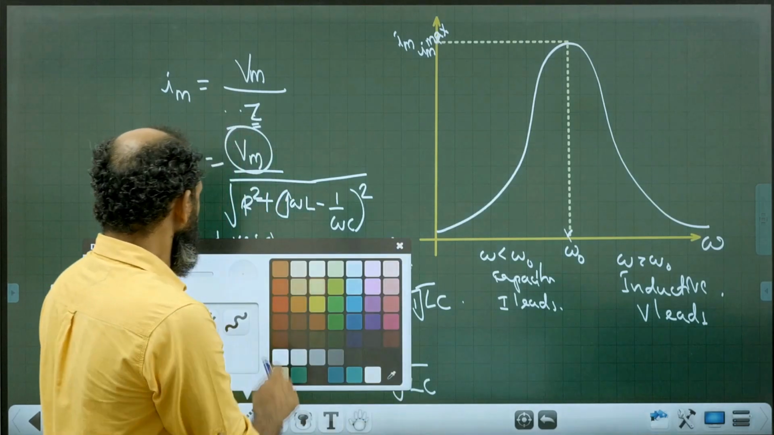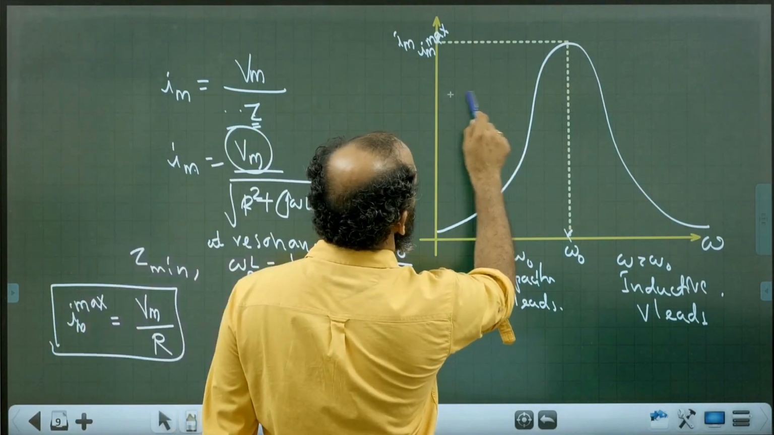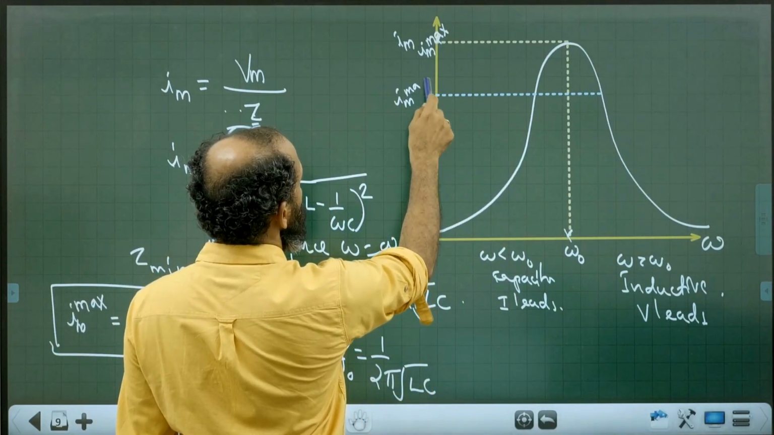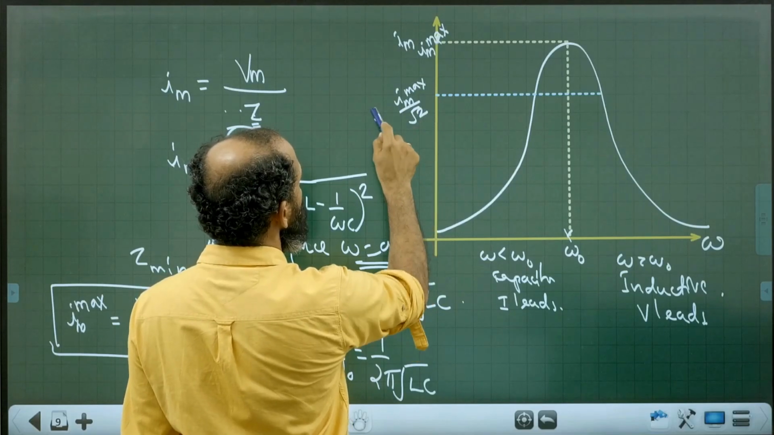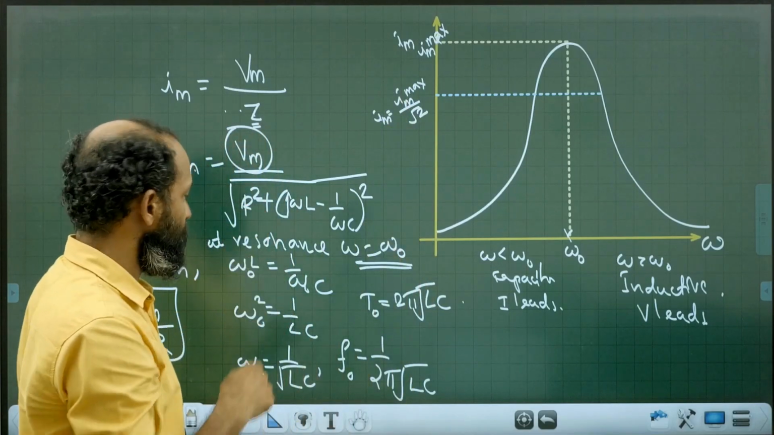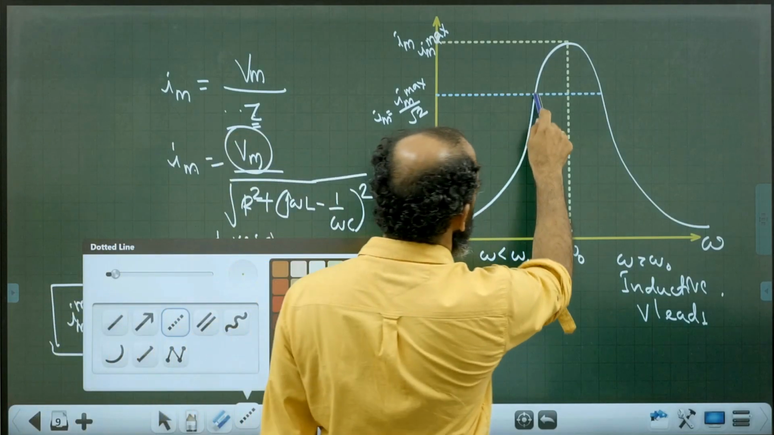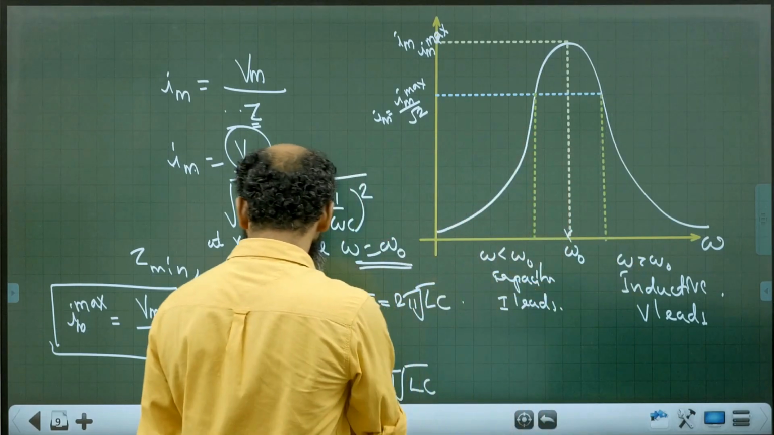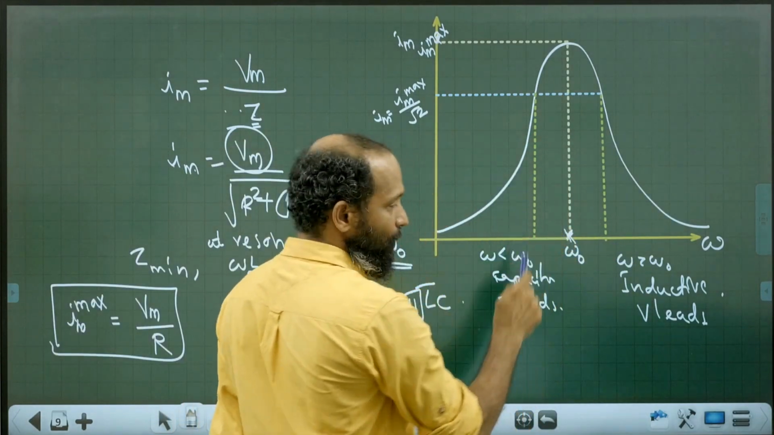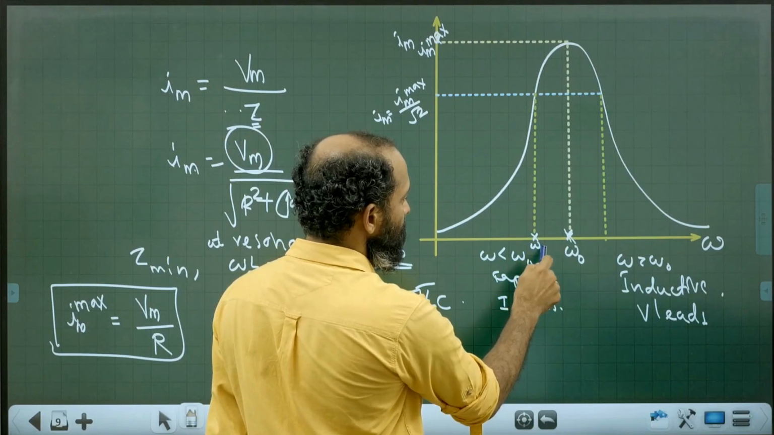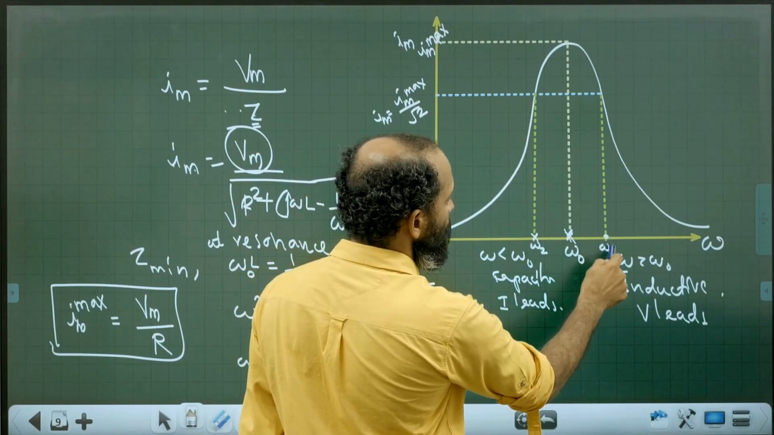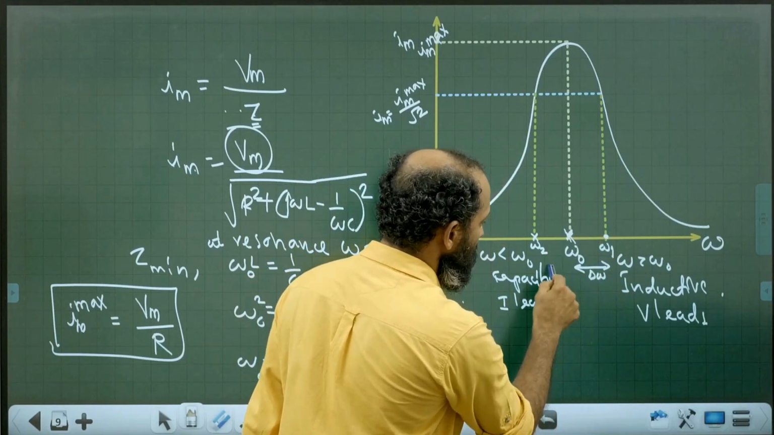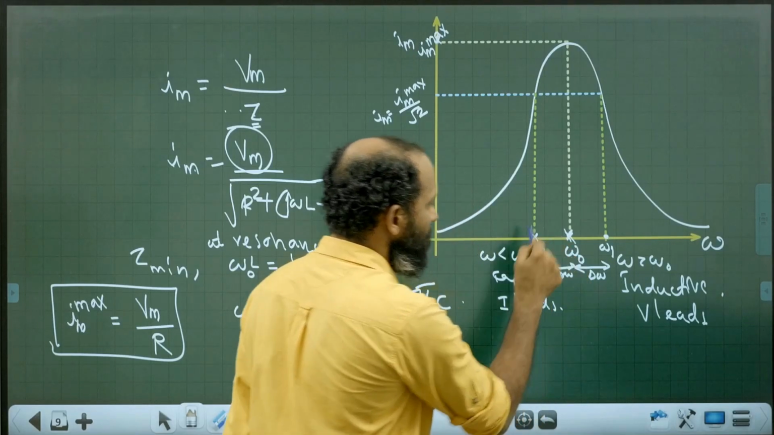Now you choose a current which is equal to 70% of the maximum current, Im max divided by root 2. I have chosen a current Im as Im max by root 2. Then I get two frequencies here. These two frequencies, due to symmetry, are equally on either side of the resonant frequency. Let this be called omega 2, let this be called omega 1, and this small change is called delta omega. Due to symmetry, this is also delta omega.